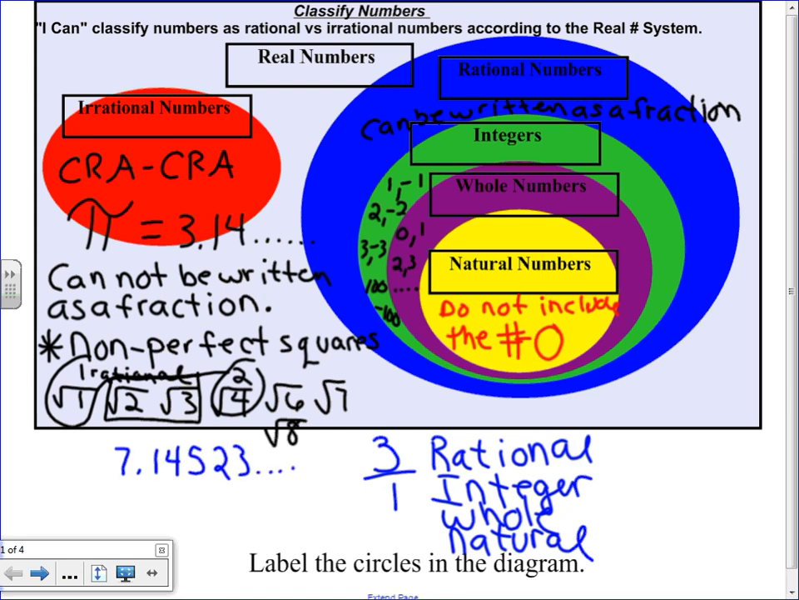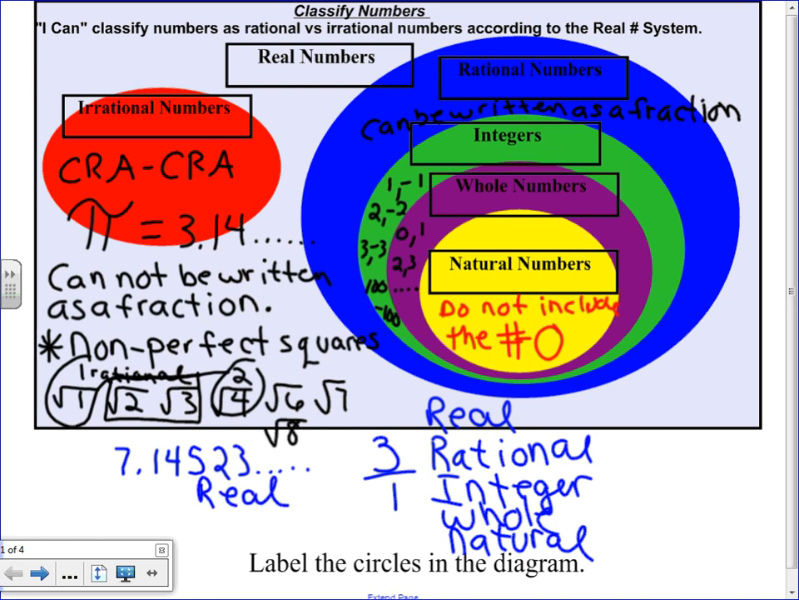Let me give you this one, 7.14523, and I'm just going to do dot, dot, dot. So the first question, oh, and don't let me forget to write real. So obviously the numbers that we deal with are all going to be real numbers. That means that they exist. When you get into Algebra 2, you'll talk about imaginary numbers, and so that's another set of numbers. So 7.14523, is it a real number? Yes, it exists.